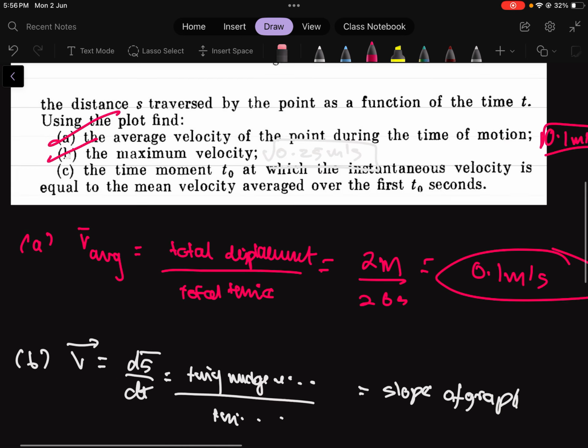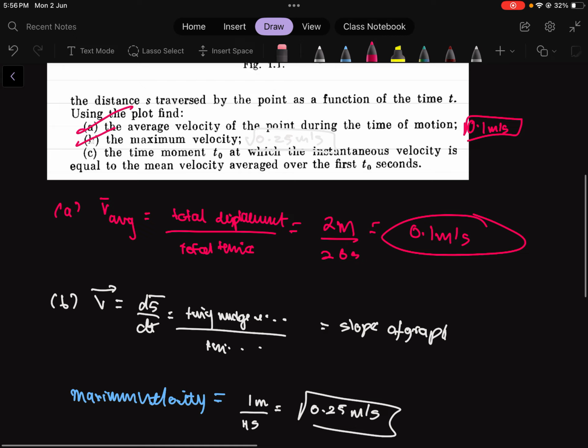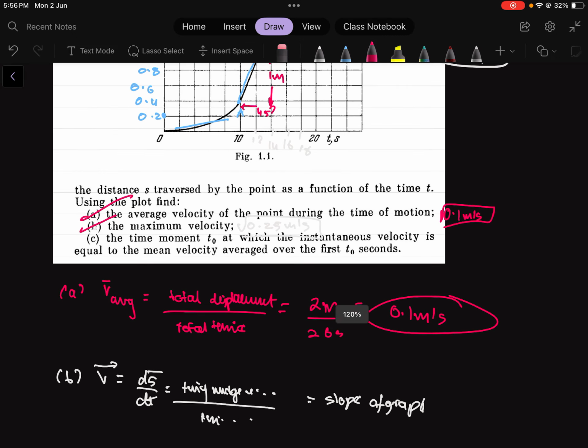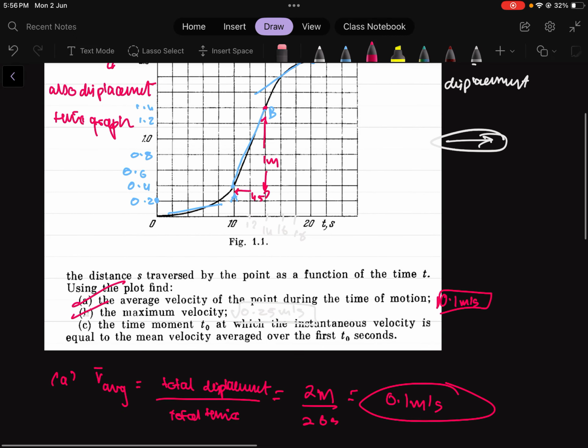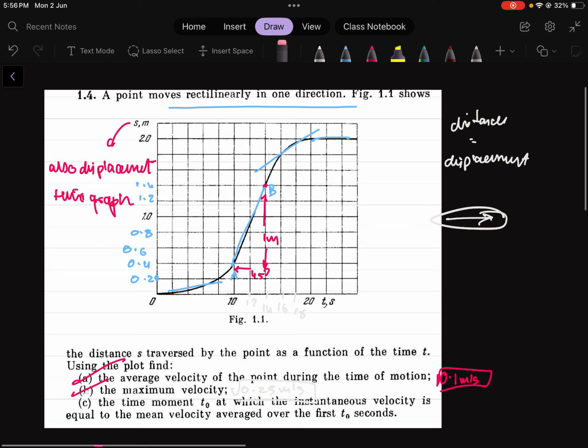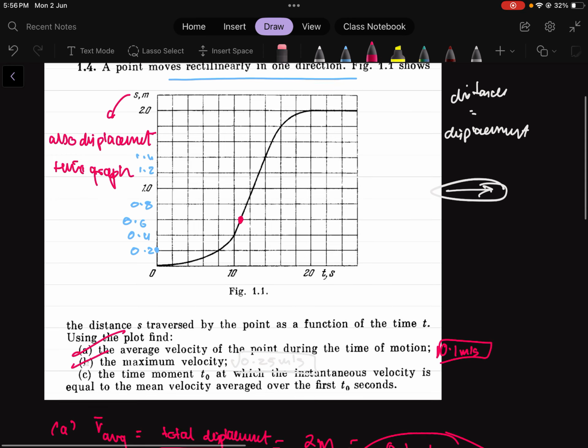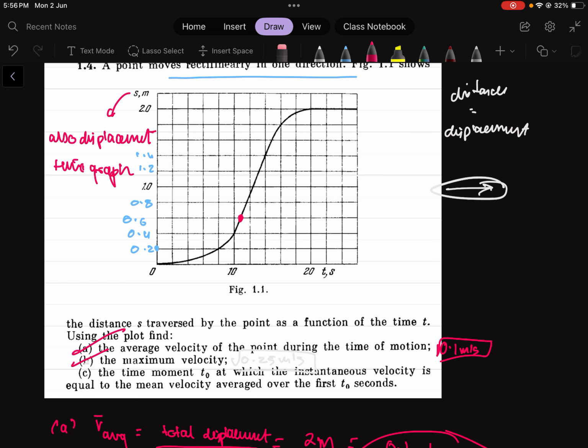Now that's done, we move to the third part, the time moment t at which the instantaneous velocity is equal to the mean velocity averaged over the first t seconds. So let's try to get a feel of what the question is actually asking, the third subpart particularly. So what it's saying is, at any time interval t, let's say this is t naught, the time moment t naught at which the instantaneous velocity is equal to mean velocity averaged over the first t seconds.